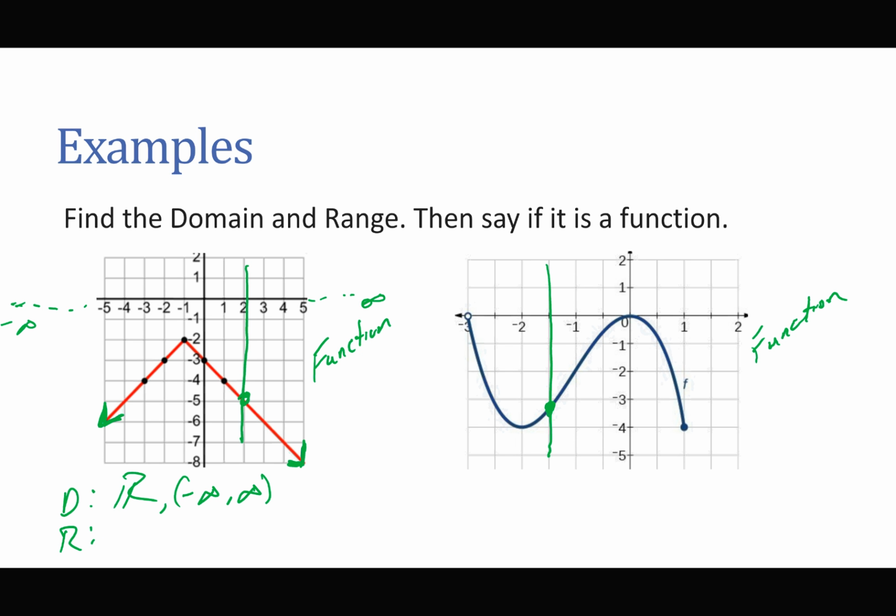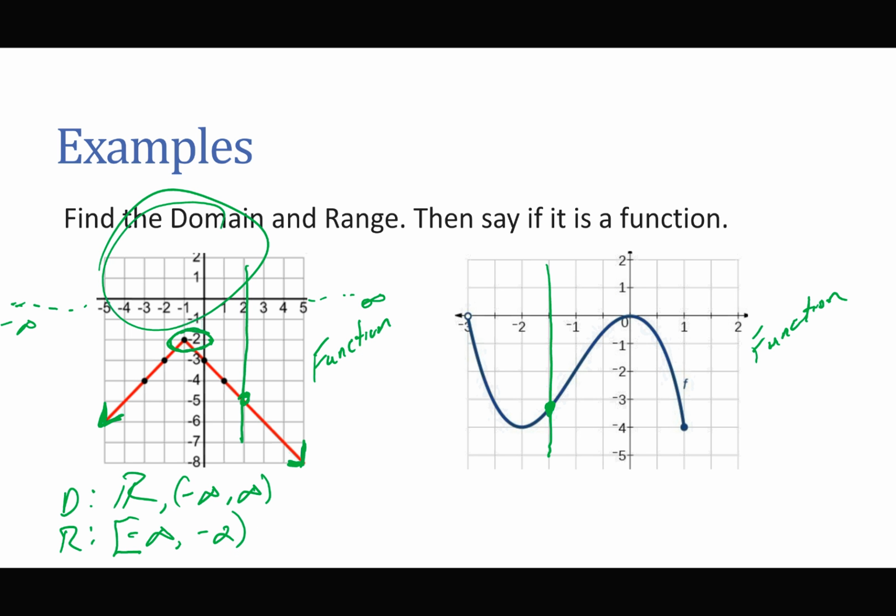My range is limited though. It's never going to go above, it's never going to get up here. It's always going to be from -2 and down. So this is -2 inclusive, because I have a point right there at -2, all the way to, and let's back it up, let's go negative infinity to -2.